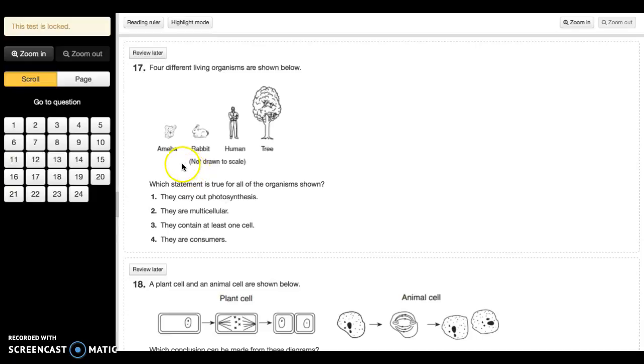The amoeba, it is not a multicellular organism. However, everything else is multicellular. The amoeba is single cell, but it does contain at least one cell. So remember that the amoeba is single-celled.